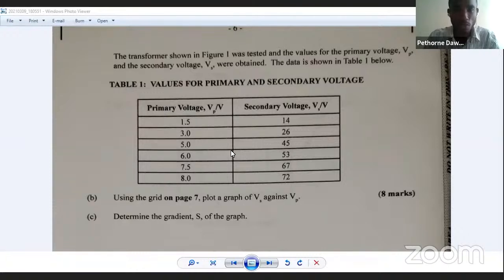Well, the primary voltage will go on the x-axis. It's always y versus x. All right, always a plot of y versus x. Therefore, we will have to put Vs, the secondary voltage, on the y-axis, and on the x-axis will be Vp, which is the primary voltage.